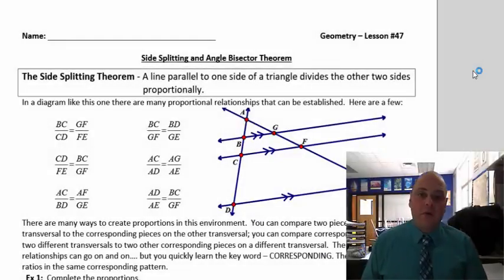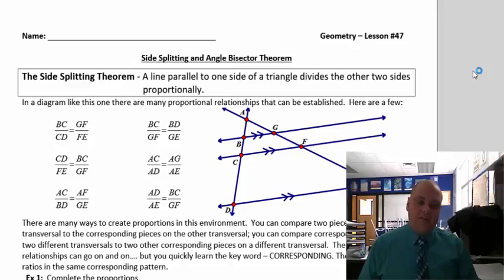All right, a couple new theorems we're going to look at today in lesson 47, the side-splitting theorem and the angle bisector theorem. Actually very simple and almost common sense-like theorems. So first, the side-splitting theorem. A line parallel to one side of a triangle divides the other two sides proportionally. So what does that mean?